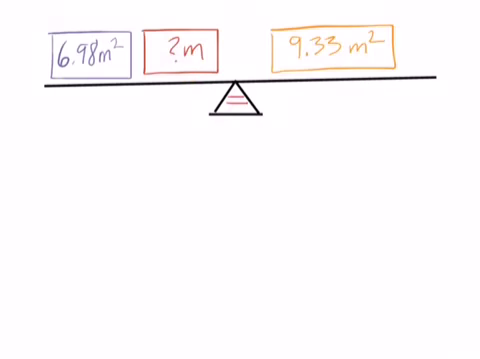A couple of different ways to approach this. Let's do the traditional algorithm first. What this shows in algebra form, write this down, is 6.98 plus m for Marion, equals 9 and 33/100.